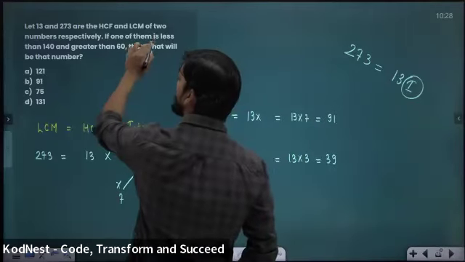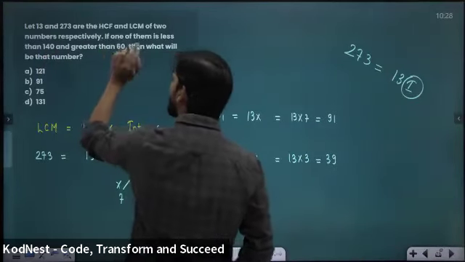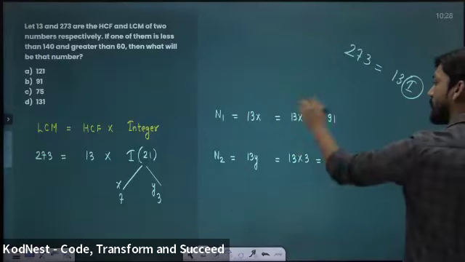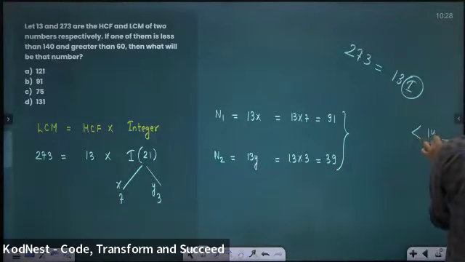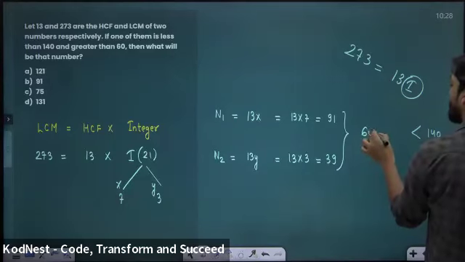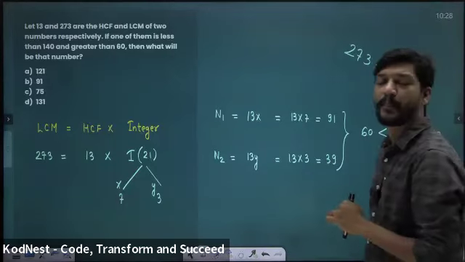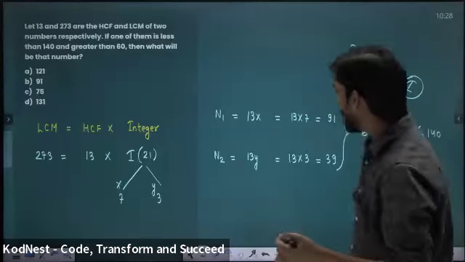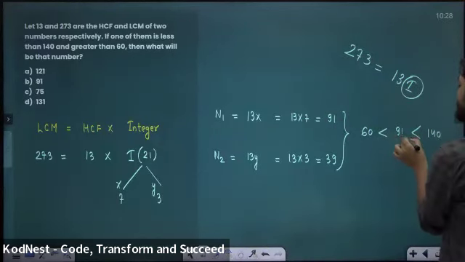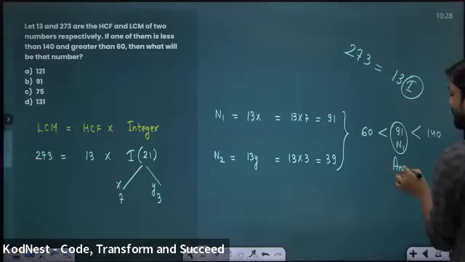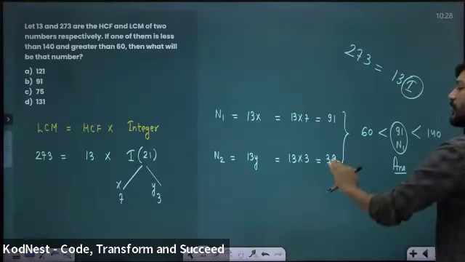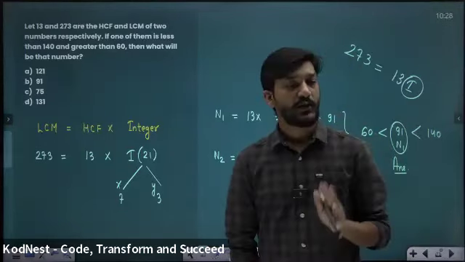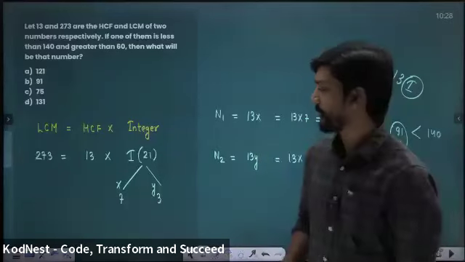One of the numbers is less than 140 and greater than 60. Out of these two numbers, which number is less than 140 and greater than 60? Please answer. Which number? 91. So 91 is your answer. They are asking the number which comes in this range. This does not come in this range, so they are not asking this. So 91 becomes our answer.